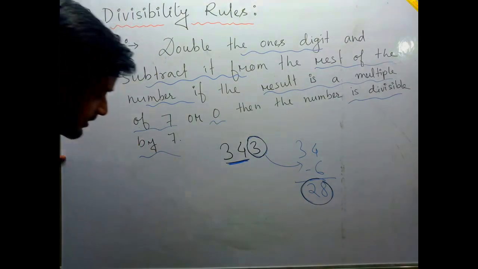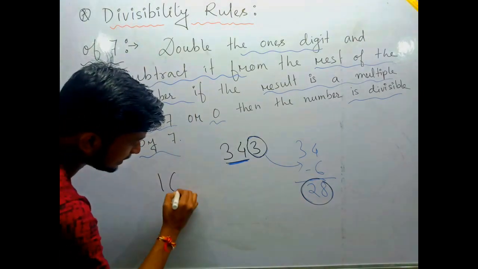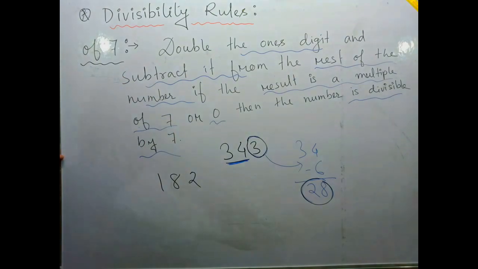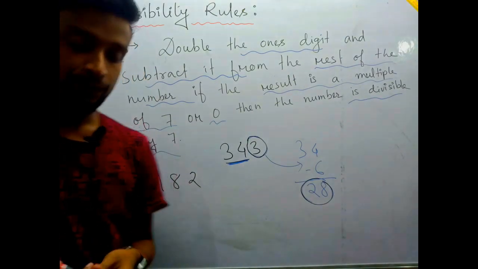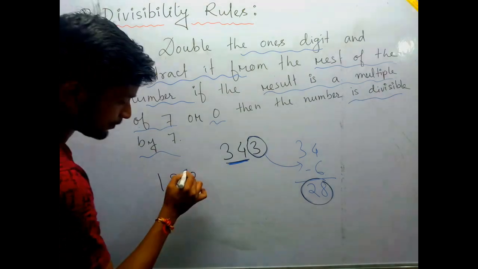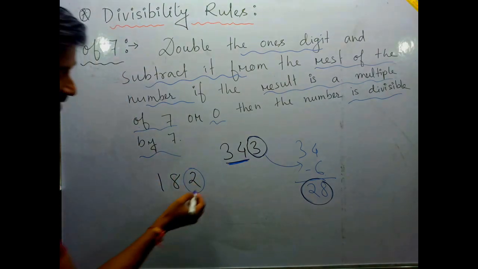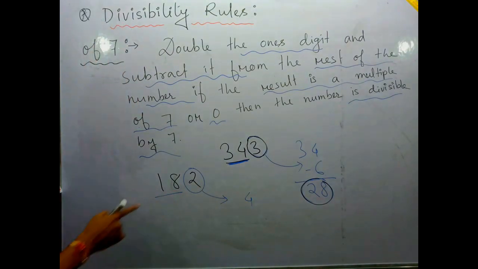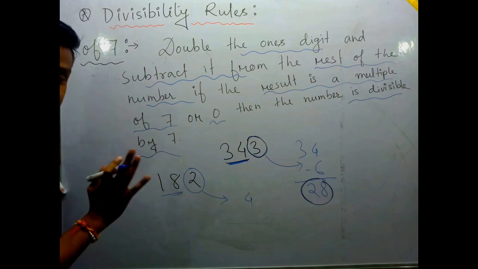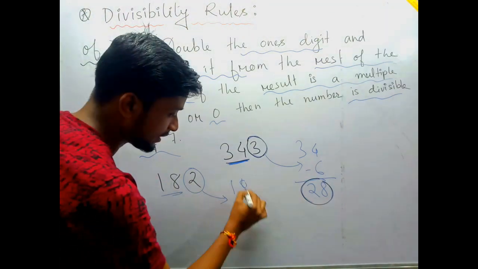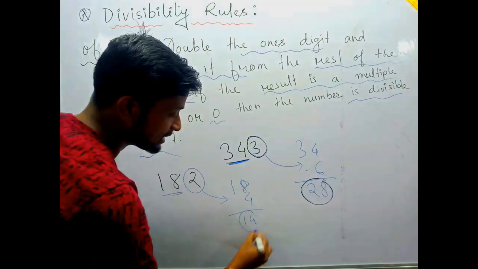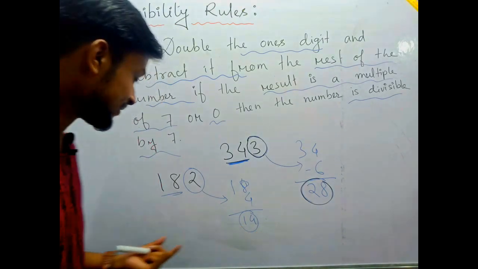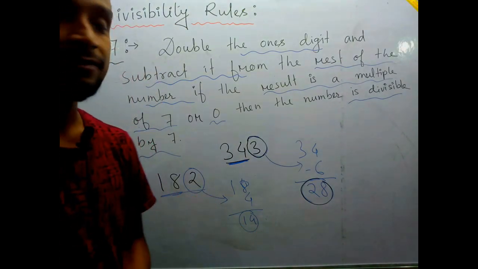Let's take some more examples. Suppose 182. Now see, 2 is in the ones place. We will double 2, which gives 4. The rest of the number is 18. 18 minus 4 is equal to 14, which is a multiple of 7 only. So we can say that 182 is a multiple of 7.